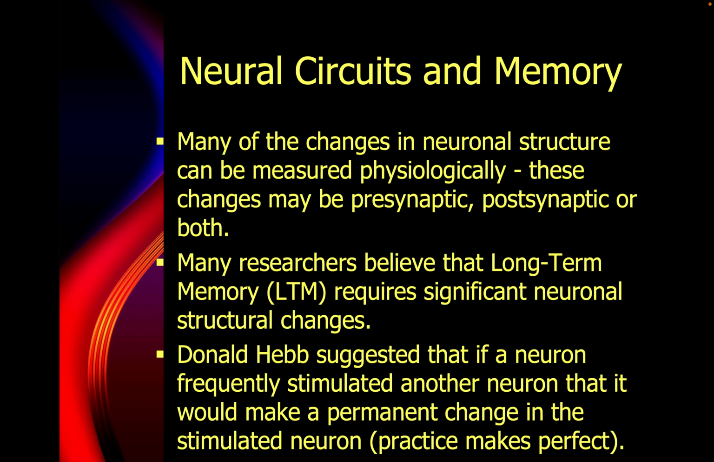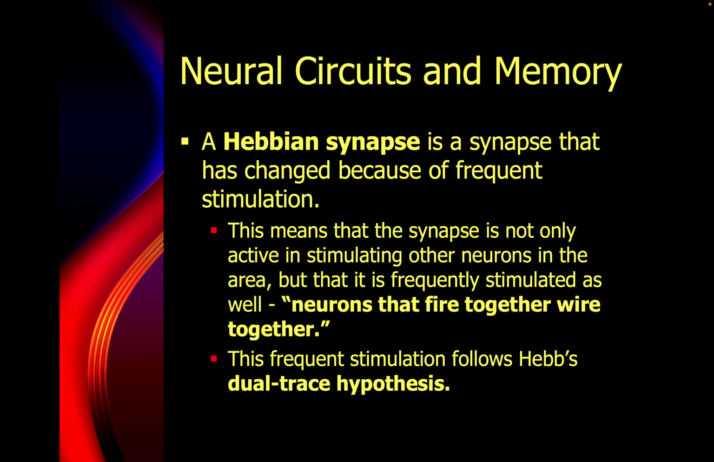And what we have learned is that if you can see something or learn something 3 times, if you can go over material 3 times, then it is permanently in your memory, or it's in there for a while anyway. And then all you need to do is find the correct cue, and you can go back to that memory. A Hebbian synapse is a synapse that has changed because of frequent stimulation. This means that the synapse is not only active in stimulating other neurons in the area, but that it is frequently stimulated as well. Neurons that fire together wire together, and that's what we saw with the cell assembly.